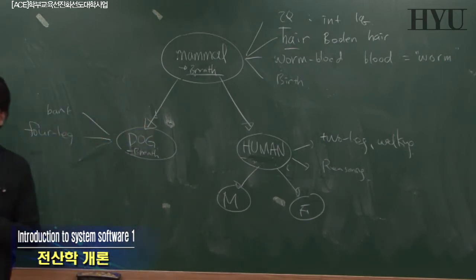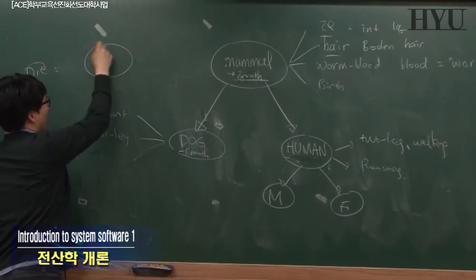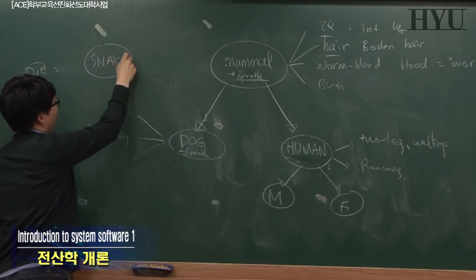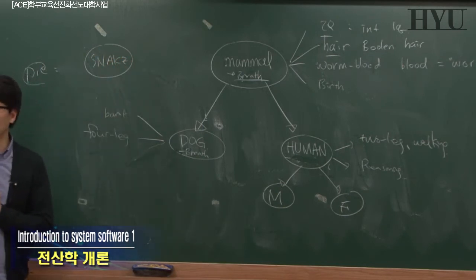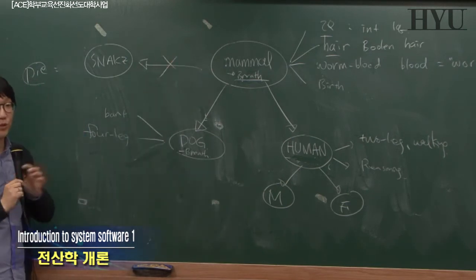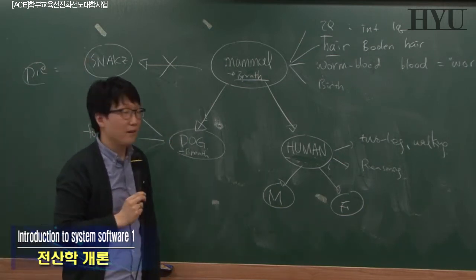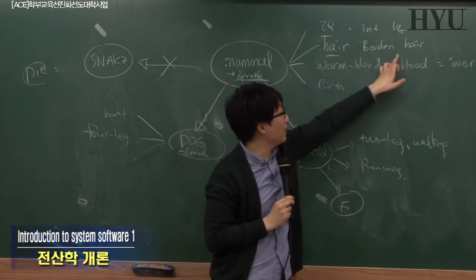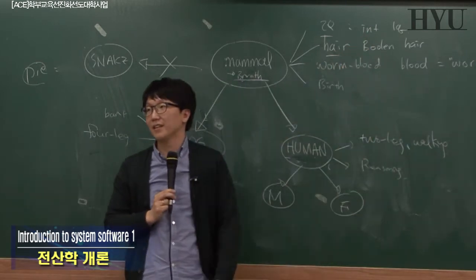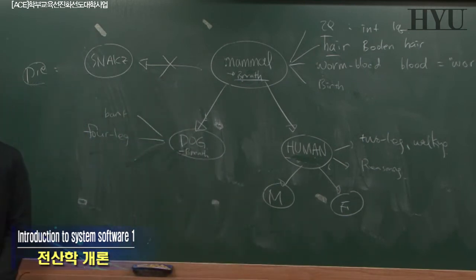Can you create an animal like a snake using this? No. A snake is not a mammal, so this type of relationship may not be possible. In order to do this, maybe I need to create another superclass, same as mammal. So if I simply translate that into coding in this way, this is a very strong technique to program.